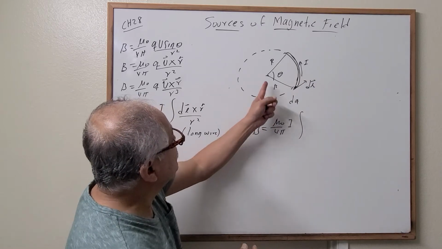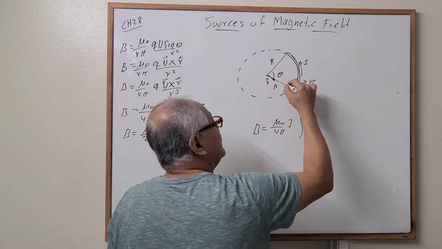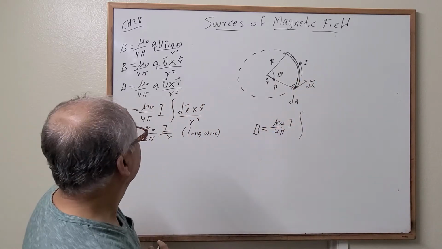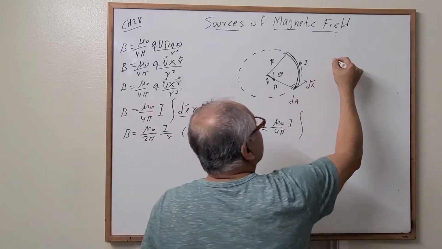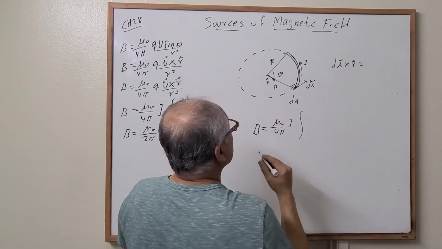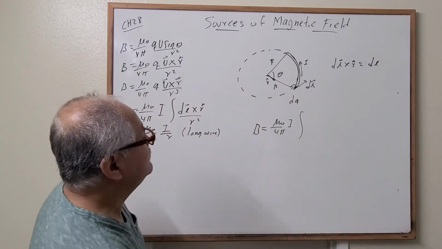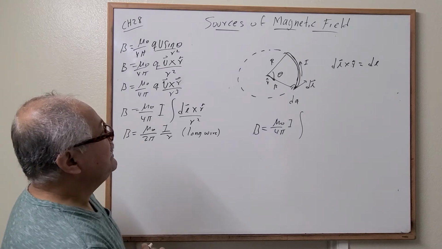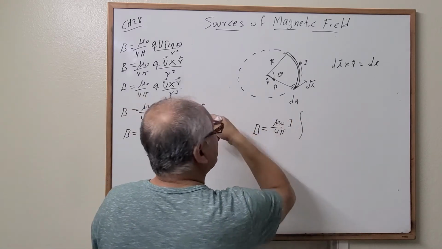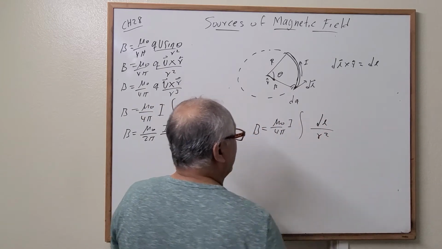Well, look, these two are perpendicular. This is the unit vector right here, r hat, and it is perpendicular to the element of length. And this cross product is then equal just to dl. Perfect. Now let's continue. Let's go back to this equation. What do we have? It's going to be dl over r squared.